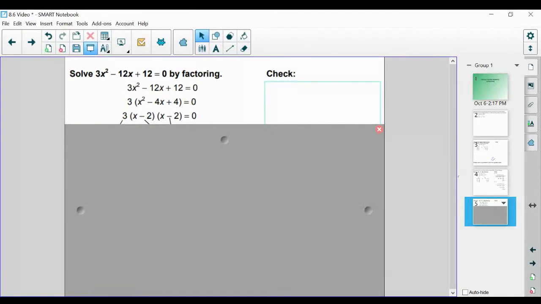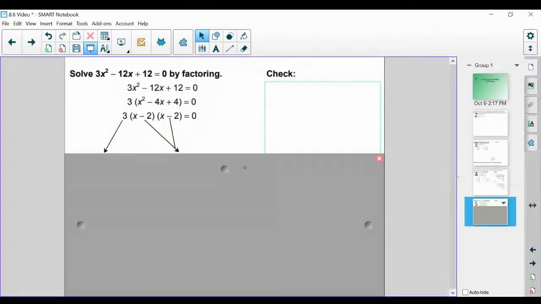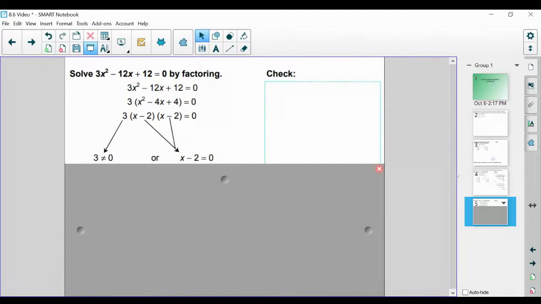As we factor, x squared minus 4x plus 4 is equal to 0, we're going to see a couple of things. This time we're going to see 3 things. We're going to have the equation that 3 is equal to 0, which we know can't be true. Or we're going to end up with x minus 2 is equal to 0, because this happens to be a perfect square trinomial, so we just end up with x minus 2 is equal to 0.